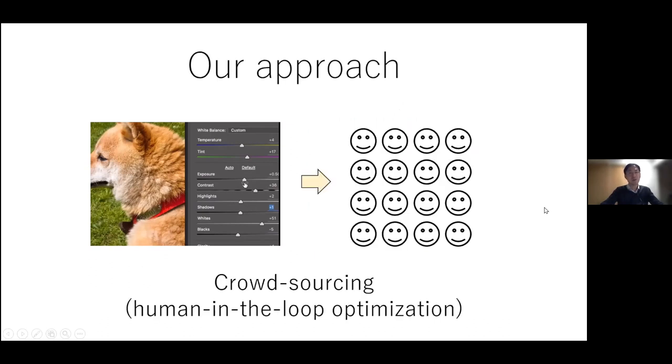So our approach is to divide this complex high dimensional search problem into micro tasks. In this particular publication, we focused on crowdsourcing because it was easier to run a user study. But I think the basic idea can be applicable for single user operation, where a single user sequences multiple micro tasks and then gets the result. But anyway, the essential part is to divide a big problem into small problems.